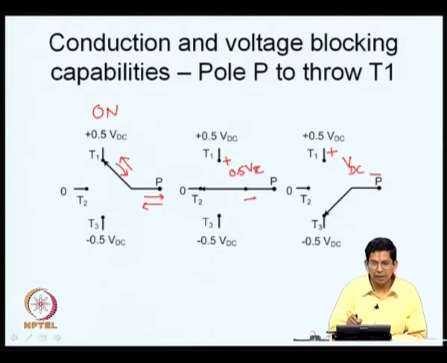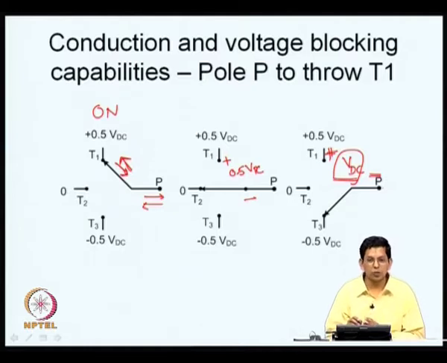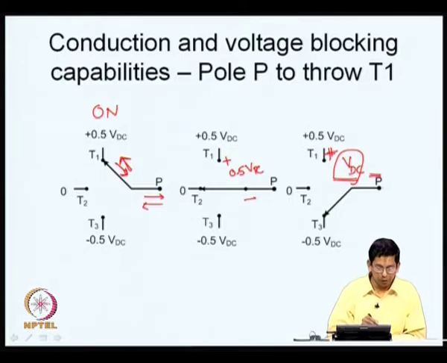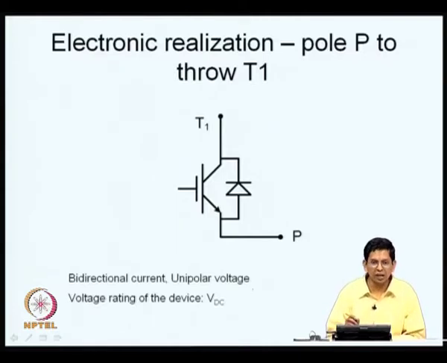In this second state the switch is blocking a voltage equal to 0.5 VDC. In the third state it is blocking a voltage equal to VDC, which is higher than the first one. So, what we need together is a switch which is capable of conducting in both the directions, and which is capable of blocking a potential equal to VDC of this polarity that has been indicated here, T1 positive with respect to P. This is what we expect. These are the conduction and voltage blocking capabilities of the devices that come between pole P and throw T1. So, how do we realize this electronically?